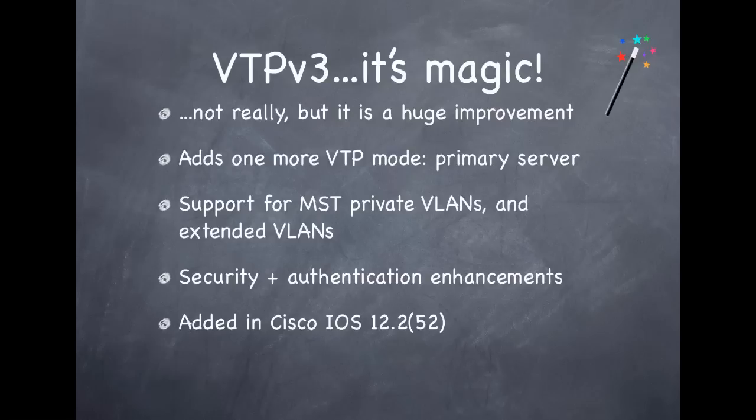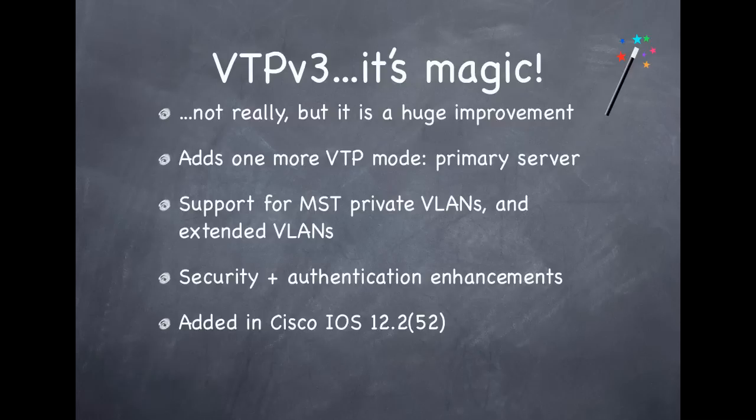If you go looking around the web, you'll probably notice that there really isn't much in the way of documentation on VTP version 3. For an update that is supposed to change how people view VTP, it isn't very widespread. Why is that? Well, it was added in a relatively newer version of IOS, 12.2 revision 52. And I think that people still have a bad taste in their mouths from previous versions of VTP. Anyway, let's get into why version 3 is so great.